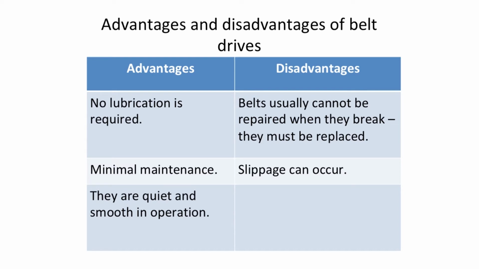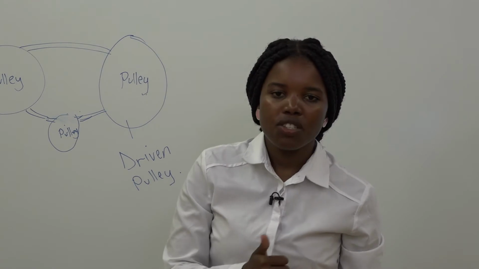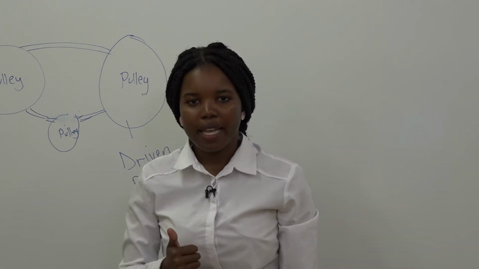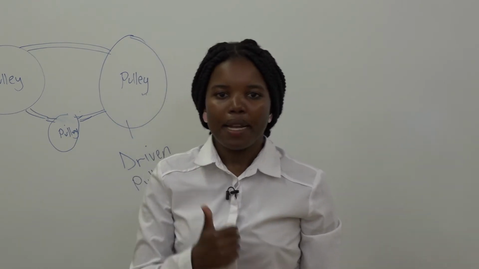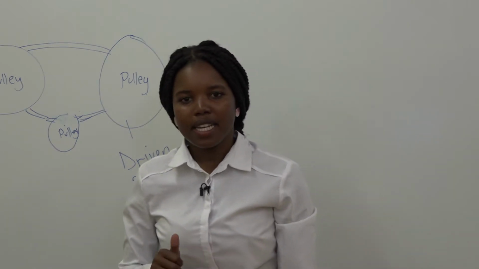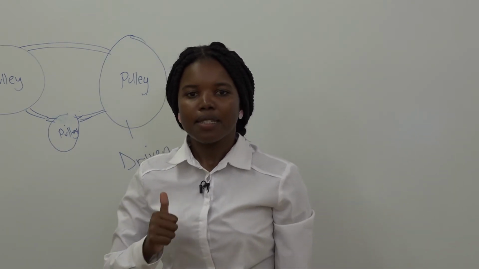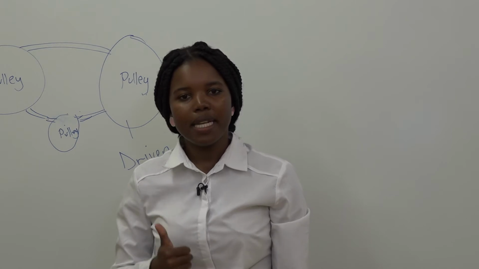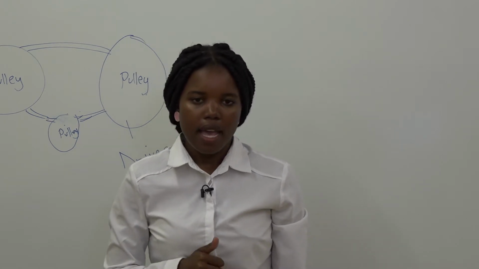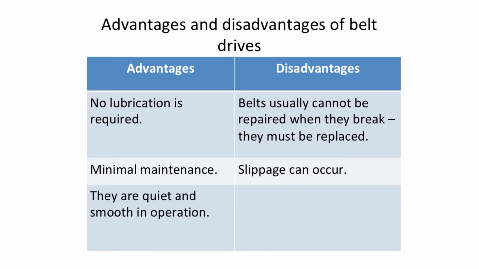And then number two, they need minimal maintenance. Remember, most engineering applications need more lubricant, but since belt drives don't need to be lubricated, that's why we say they need minimal maintenance. And thirdly, they are quiet and smooth in operation, meaning that they are not noisy, unlike other application systems.